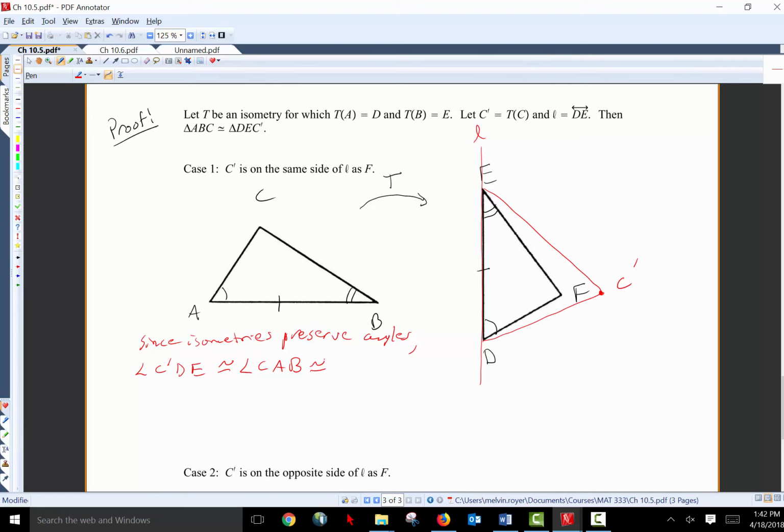So the CAB, we know we were given, is congruent to FDE. So we know that C prime DE and FDE are the same angle, which tells us that C prime is on line DF. That's the protractor postulate, I guess. If these two angles really are the same, then this point C prime actually has to be on line DF.